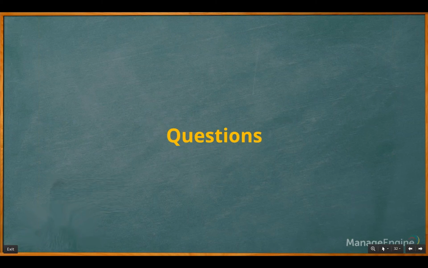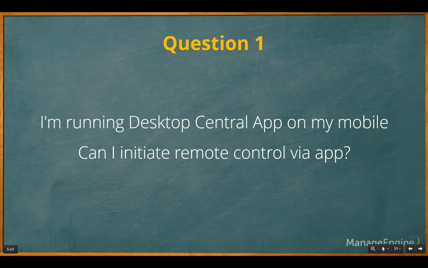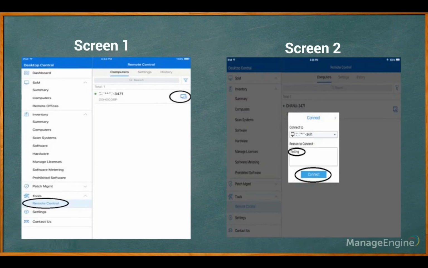So we are moving on to questions. Question number 1, I'm running the Desktop Central app on my mobile. Can I initiate remote control via the app? This is the key selling feature of Desktop Central. Trust me, it is. Every time we talk to customers, customers get so excited because establishing a remote connection from a mobile device is just seamless as we did right now. All you got to do is just download the Desktop Central app on your mobile phone, be it your iOS or your Android device.